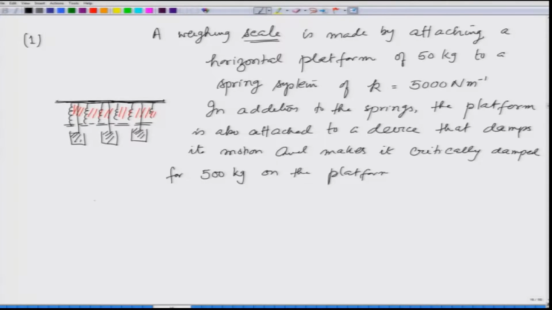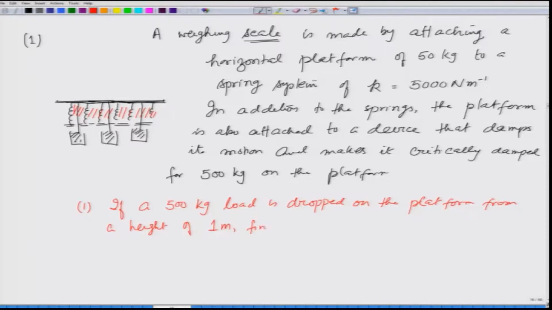Now, what we want to do is, I will make two parts of this problem. First part is, if a 500 kg load is dropped on the platform from a height of 1 meter, find the subsequent motion of the platform.